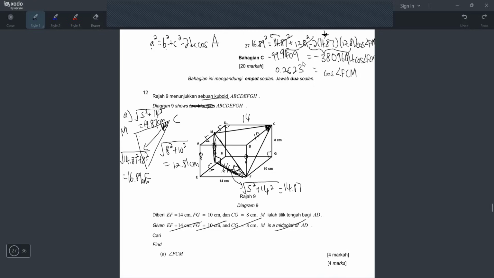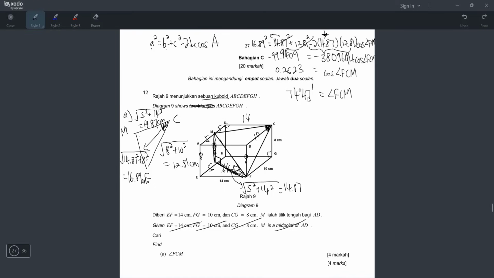And then now I will just shift cos answer. I get 74.79. In degrees and minutes it is 74 degree 47 minute. So my FCM is 74 degree 47 minute. Of course, you can write in decimal, it will be 74.79, can also. Okay, wait, let me check something. Yeah, I think it's correct, 74 degree 47. Okay, yeah, so this is the answer.